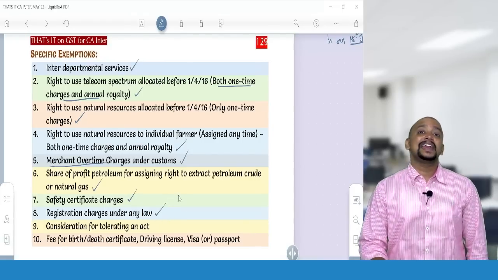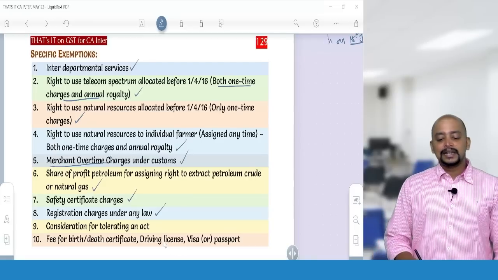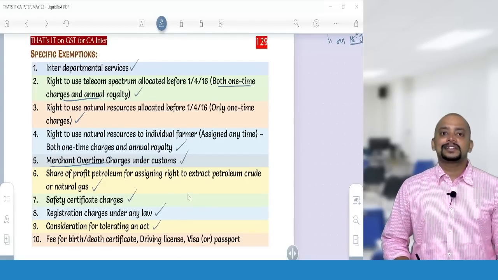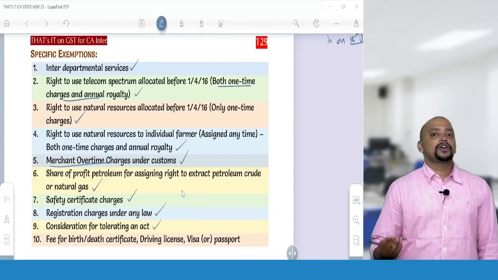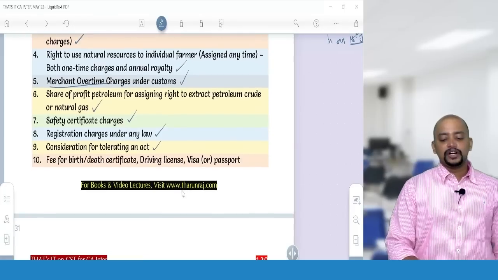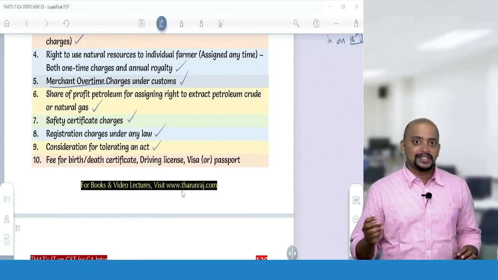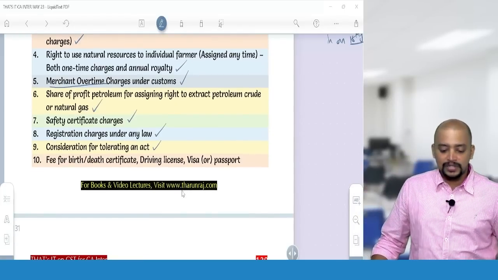Registration charges under any law for the time being in force. Then consideration for tolerating an act, that is damages collected for breach of contract, is exempted. Then fee for birth certificate, death certificate, driving license, visa, passport. So these amounts are exempted.